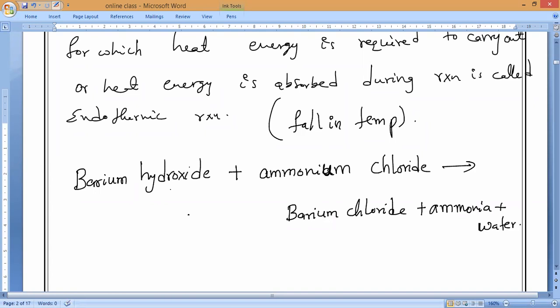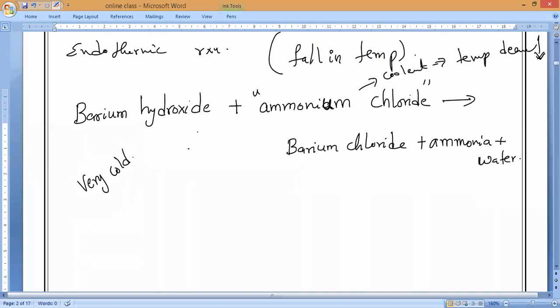So a lot of heat energy is absorbed during this reaction, due to which the temperature of the reaction mixture falls, and the bottom of the test tube, if you touch it, becomes very cold. So all of you remember, whenever you get an ammonium chloride reaction, it is very coolant, so the temperature falls, temperature decreases. All of you should remember that. So it is which reaction? Exothermic or endothermic? Endothermic reaction.